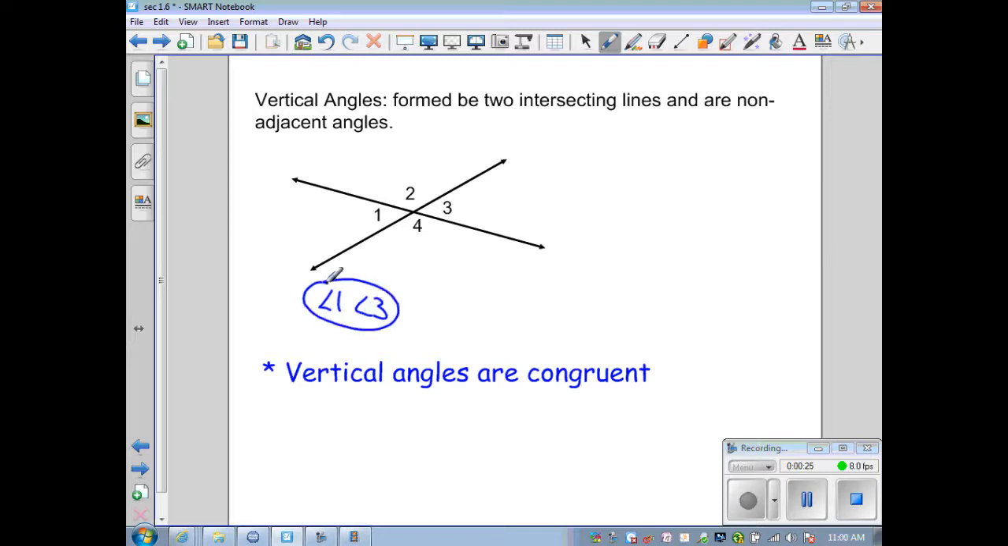These are vertical angles. If I select angle 2, the only non-adjacent angle in the diagram to angle 2 would be angle 4. Therefore, they are vertical angles. The key to remember about vertical angles is that they are congruent. Therefore, angle 1 is congruent to angle 3, and angle 2 is congruent to angle 4.